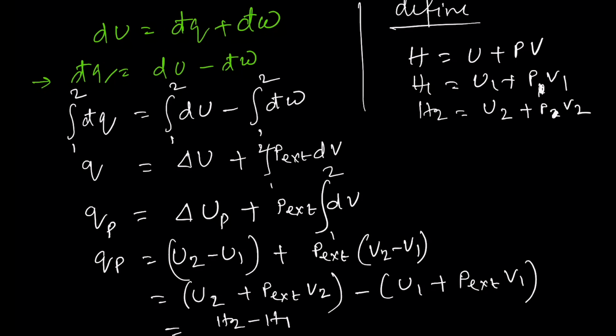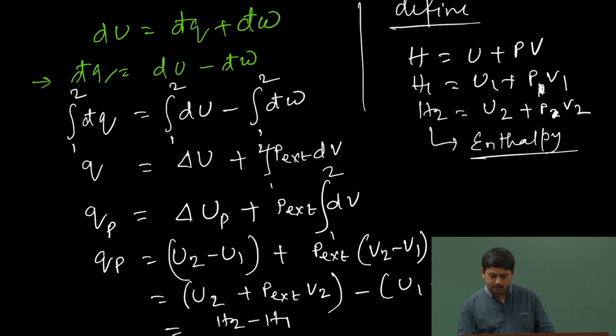So, what did I get? That heat at a constant pressure is the change in a quantity which we call enthalpy. So, change in heat at a constant pressure is nothing but change in enthalpy. Enthalpy is our own definition. We define that, and we define that to be U plus PV.